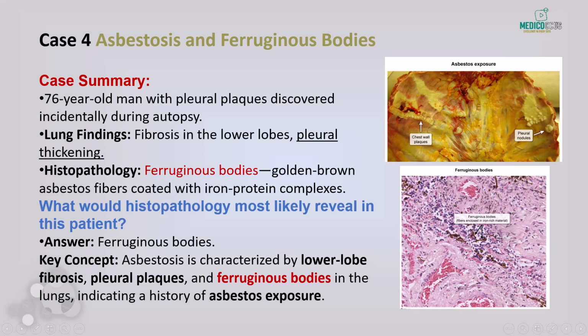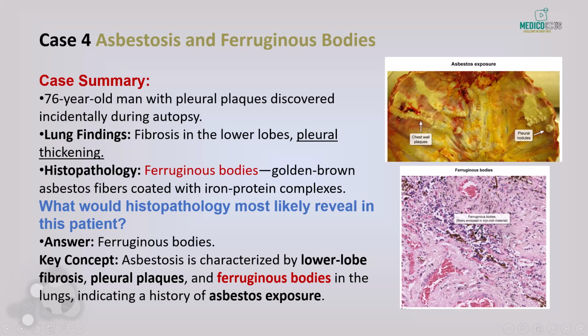On histopathologic examination, the most notable feature in patients with asbestosis is the presence of ferruginous bodies, which are golden brown fibers coated with iron protein complexes. These bodies are often rod or fusiform shaped and are visible under light microscopy. They form when asbestos fibers are inhaled and become coated with iron-containing protein complexes in the lungs. These ferruginous bodies are the hallmark of asbestosis and help differentiate asbestos exposure from other conditions that involve inhaled particles.